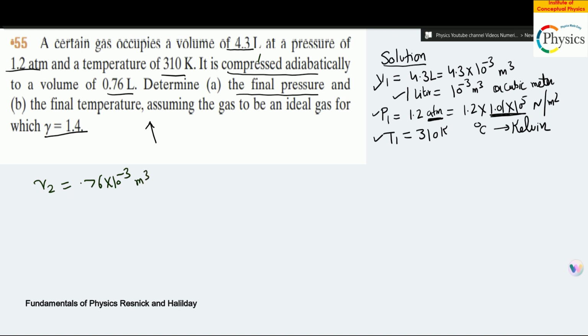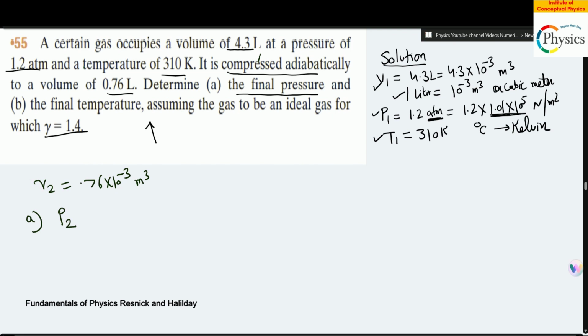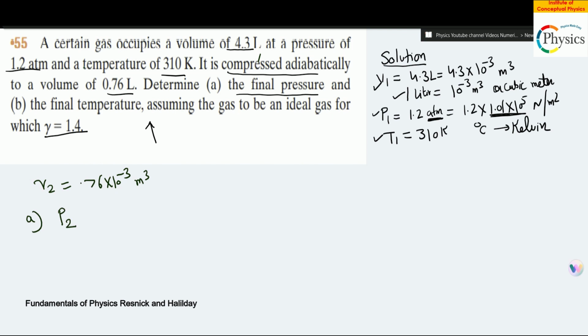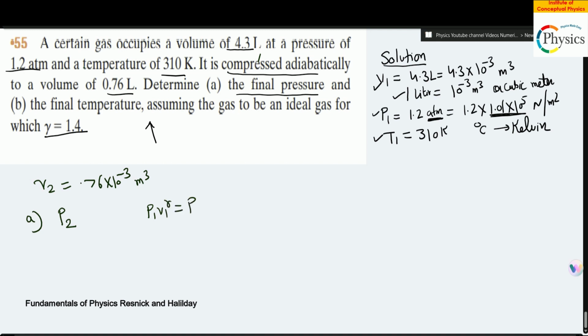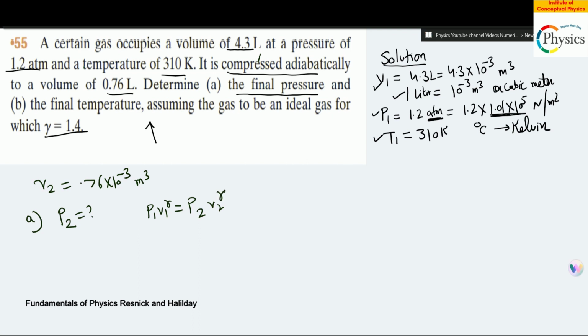What are you supposed to find? You're supposed to find A, what is the final pressure, which is P2, right? If you have to find the pressure, what will you use, right? So you're given V1, which is known to you. Which equation relates P and V? The equation number 1, right? So P1 V1 raised to gamma is equal to P2 V2 raised to gamma, right? Let me just substitute the values.